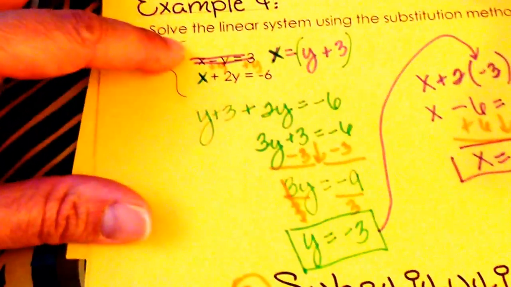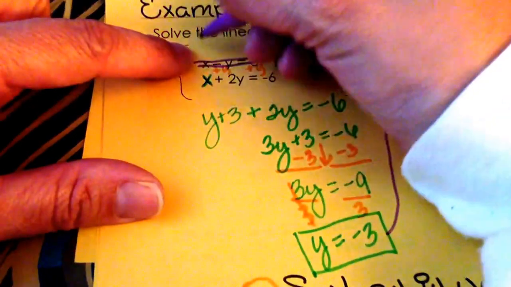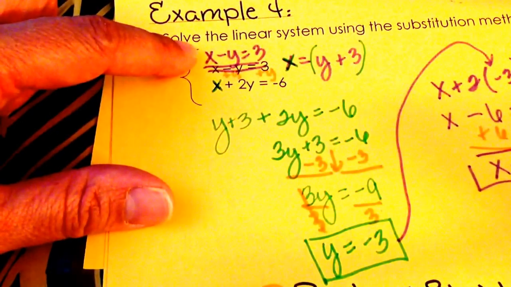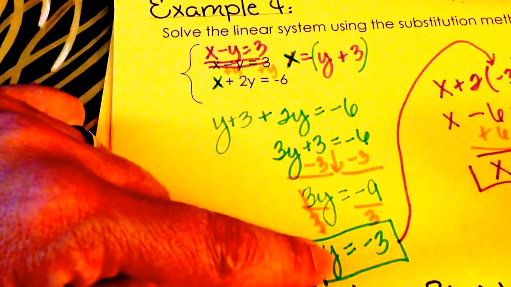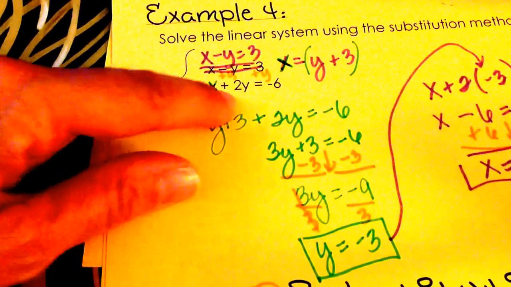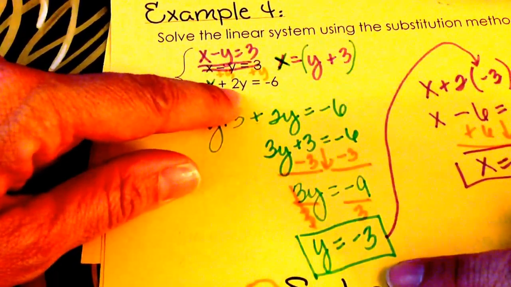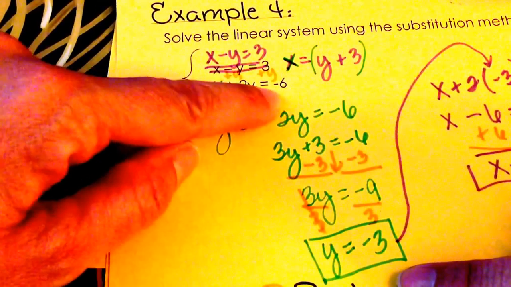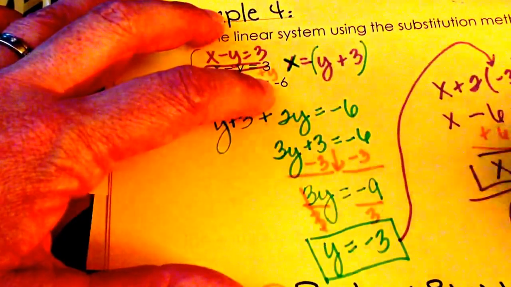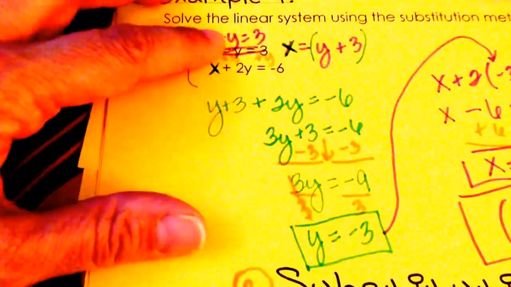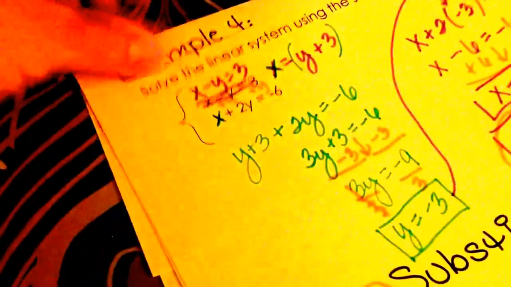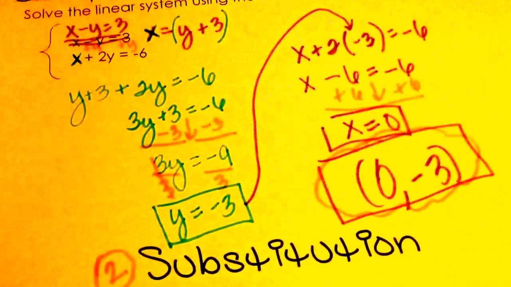Now I do want to check this. Let's look at the combinations. My original equation, x minus y equals 3, is 0 minus negative 3 equal to 3. It is. It's true. Now let's go here. Is 0 plus 2 times negative 3, 2 times negative 3 is negative 6, 0 plus negative 6 is equal to negative 6. Cool. I'm confident that my solution is 0, negative 3. If these equations were graphed, they would intersect at 0, negative 3. Good luck.